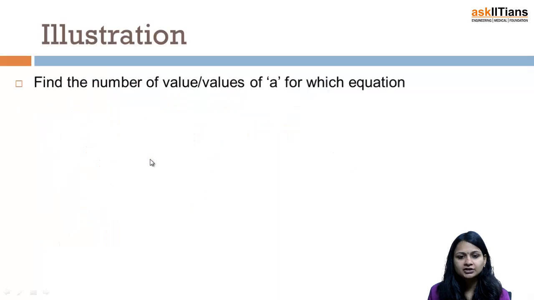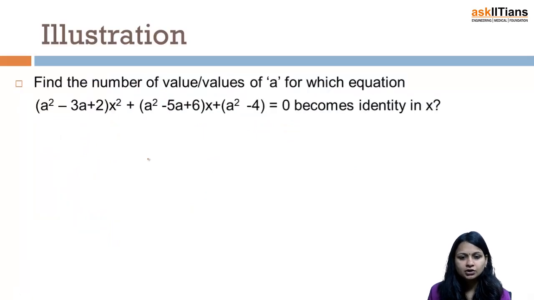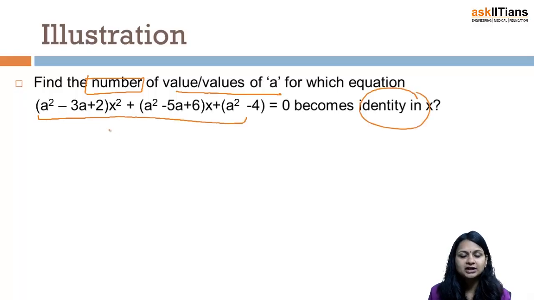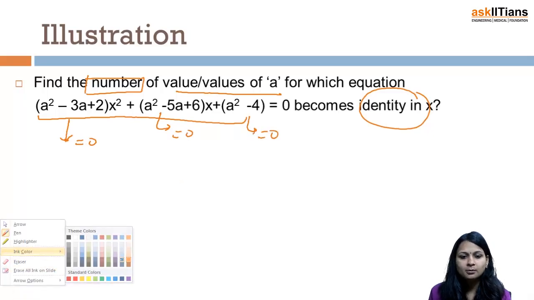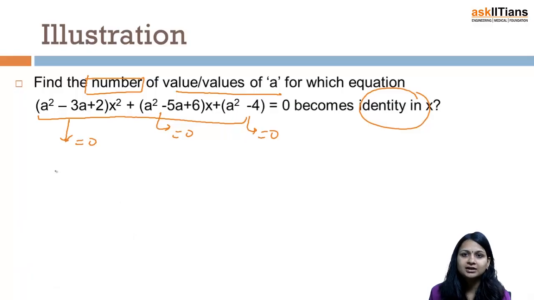Okay, now let's move to another question, just to understand what we have really learned. Here you have to find the number of values of A. One value of A, two values of A. They are not asking you the exact value of A, for which this whole equation becomes identity in x. So the first thing that I will be doing is rearranging it into this form, because it's already arranged, so I don't have to do anything. I have to put this equal to 0, this equal to 0 and this equal to 0, and then I have to find the common value of A for which all these brackets become 0.